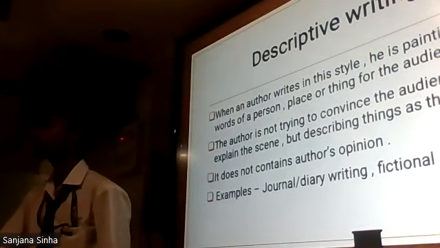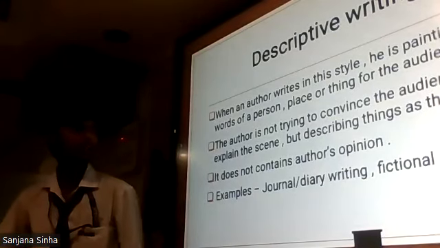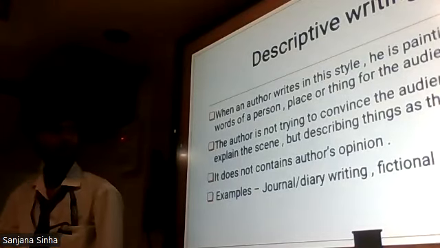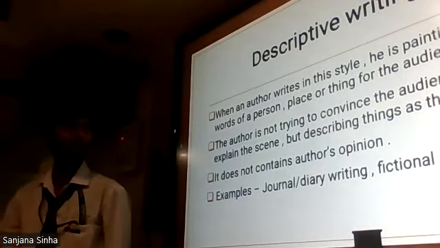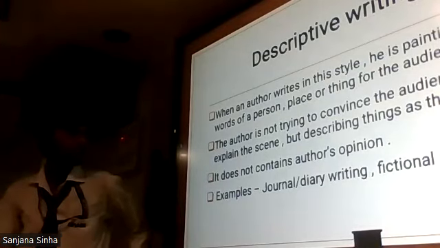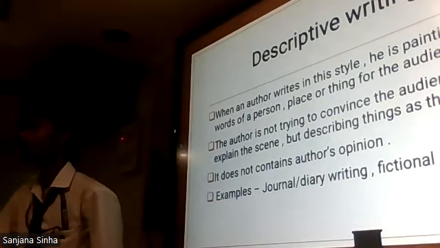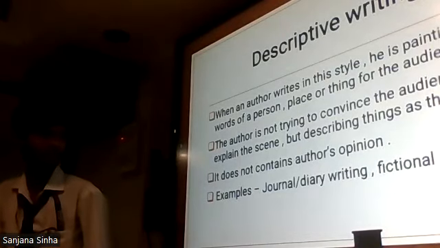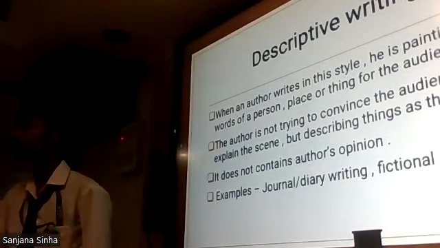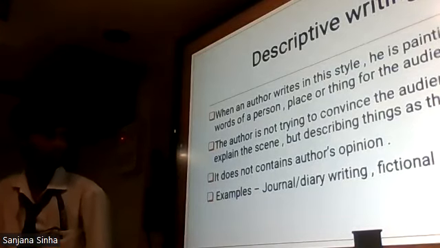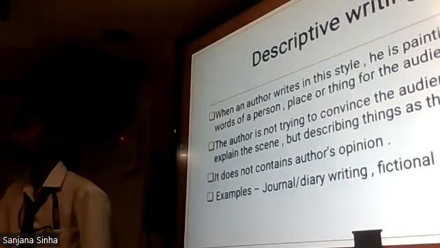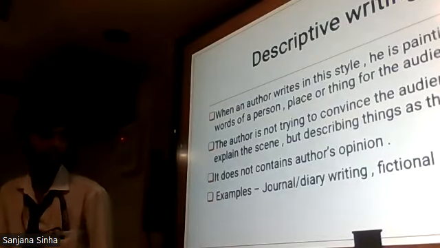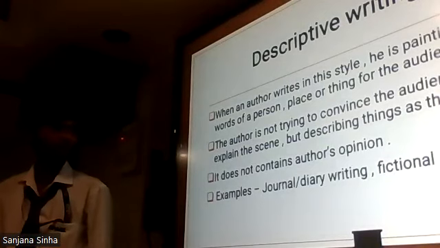When an author writes in this style, he is painting a picture of a person or place or thing for the audience. The author is not trying to convince the audience, but is describing the things as they are. It does not contain the author's opinions. Examples: journal writing, diary writing, fiction and novel.